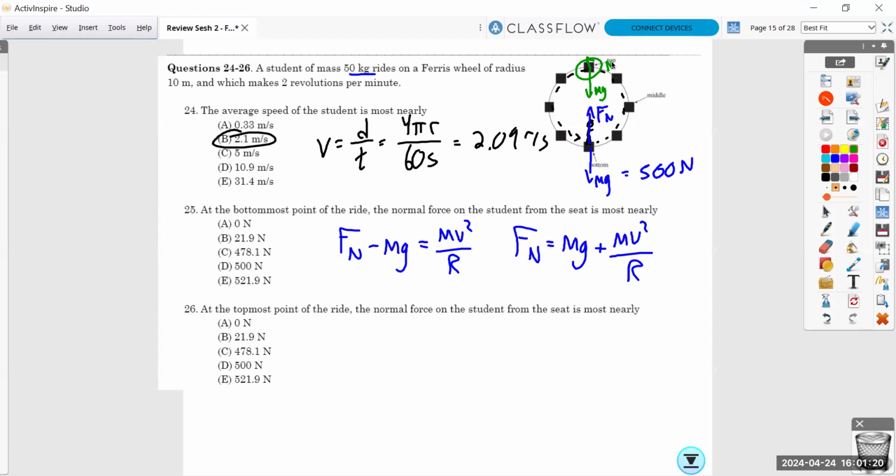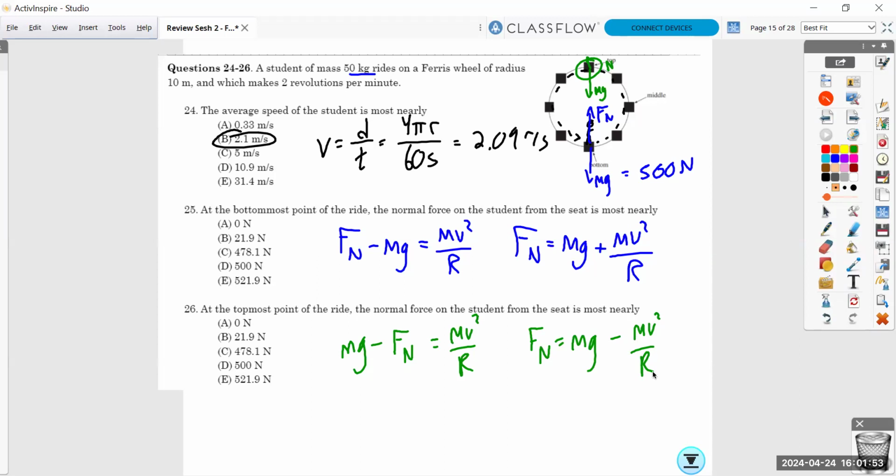But this time I'm going to write it a little bit differently. Instead, I'm going to write not Fn minus mg, I'm going to write mg minus Fn. Because I'm interested in gravity winning that fight, because I need that mv squared over r in the downward direction. And what that gives me if I solve for Fn is mg minus mv squared over r, which is to say, my normal force doesn't have to be that big. Gravity is helping.